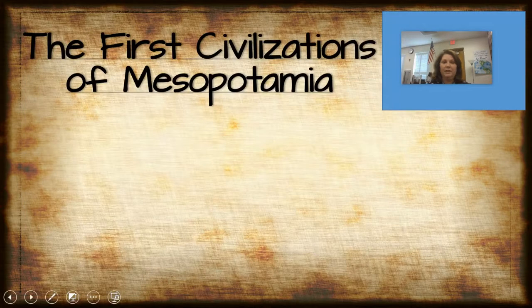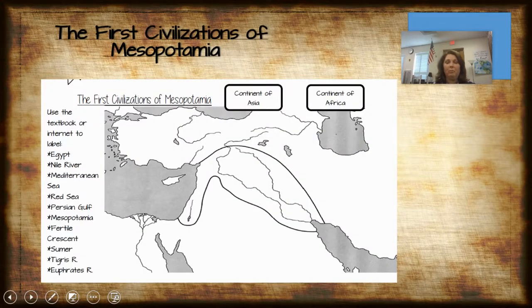All right, so this map. Okay, so we want to start off with a map. We always start with geography. And this map sometimes confuses kids a little bit, so I want to tell you what to do. Stop the video as you need to, and then fill it in and do what you need to do.